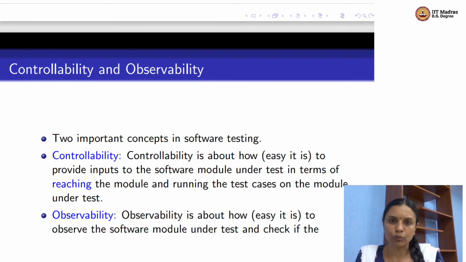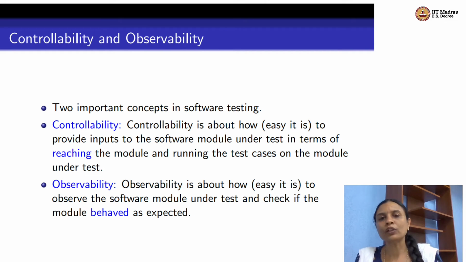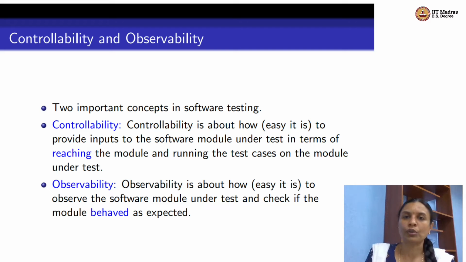The second module in this video is about one concept that I would like you all to understand before we move on to actually designing test cases. That is the notion of controllability and observability. They are two very important concepts in software testing. So let's see what they mean.